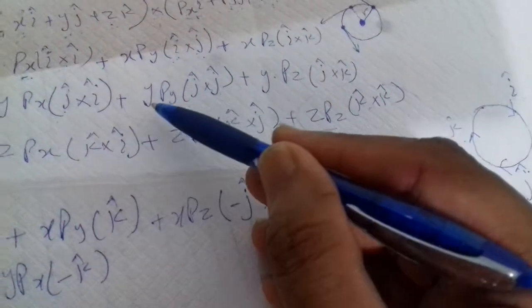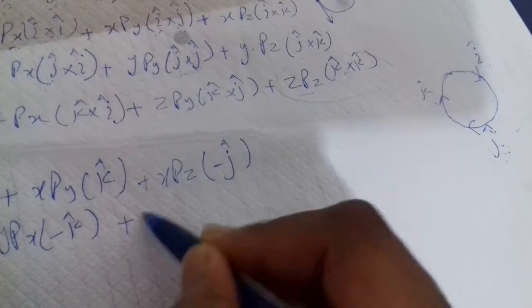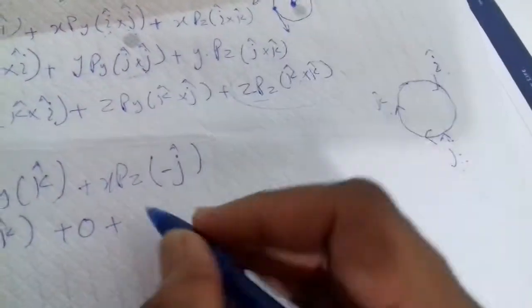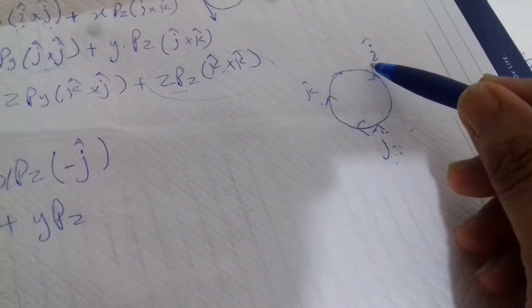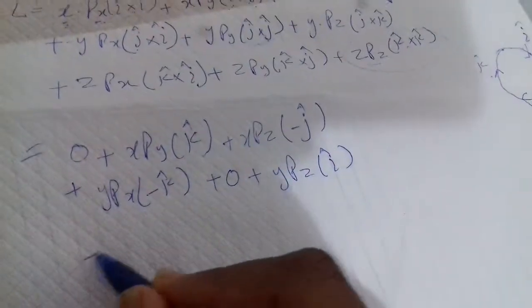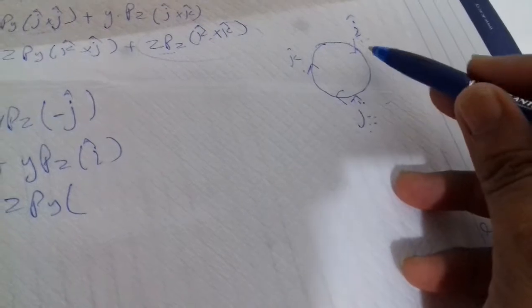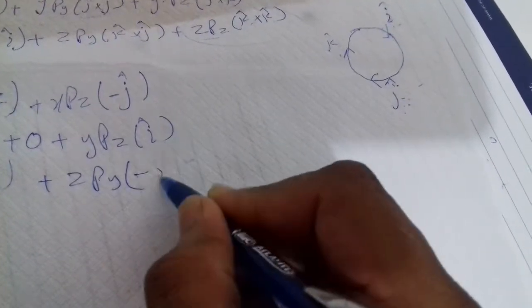Okay, here y py, but here is j cross j. Because of this j cross j, the result will be 0, so all this term is 0. Here y pz, j cross k. j cross k is cyclic, so the result will be I, positive I, because it is cyclic. Now z px, k cross I. k cross I is cyclic, so plus j. For plus j, we don't need to write the plus sign. Okay, and z py, k cross j, it is opposite, so it will be represented as negative I.